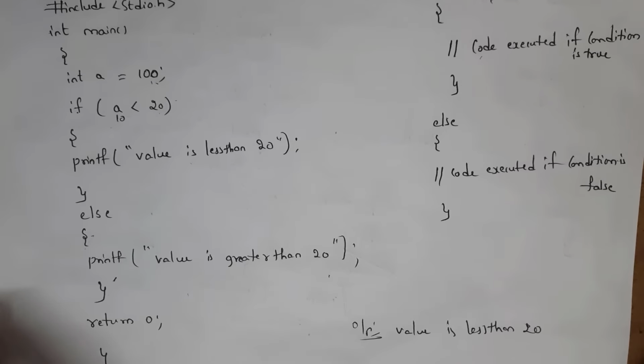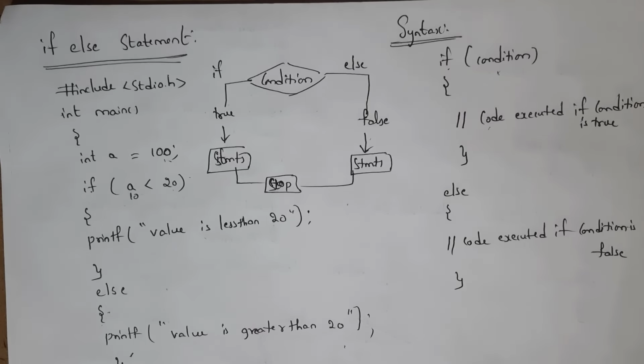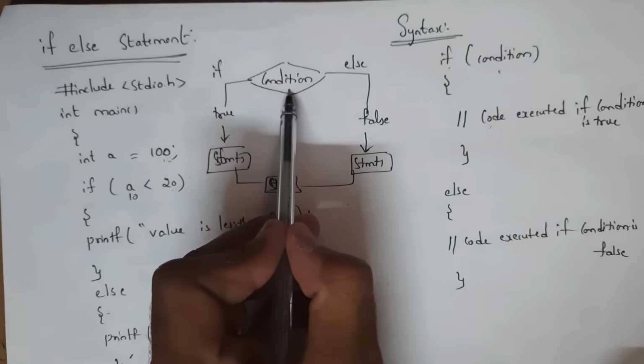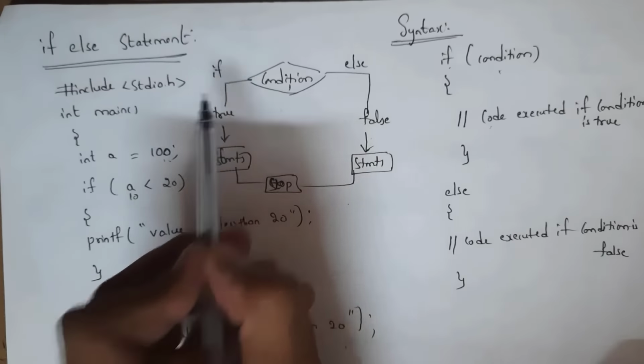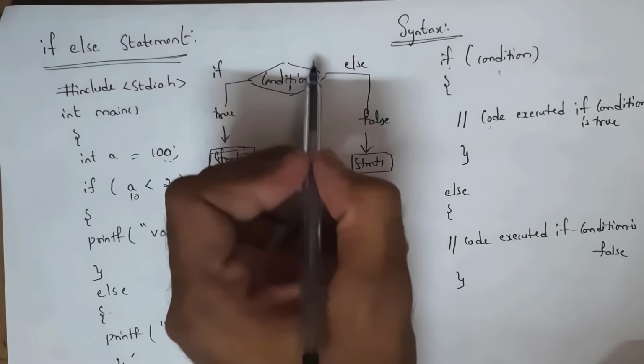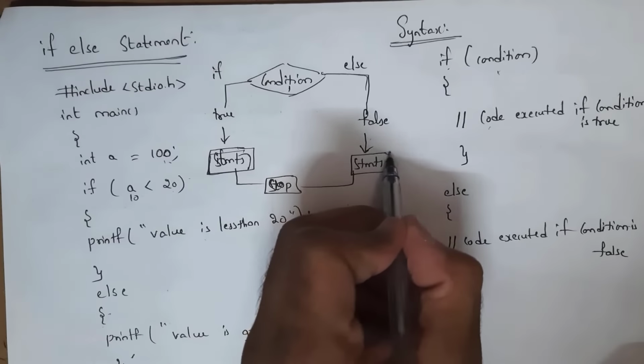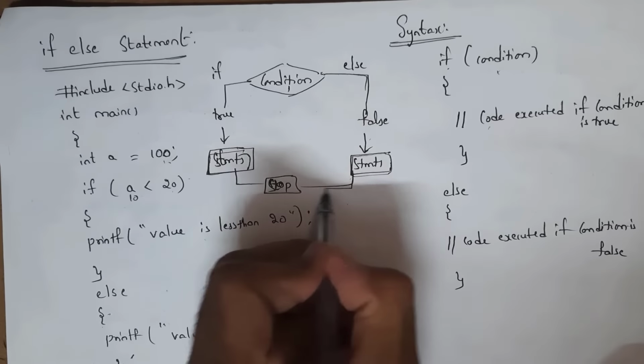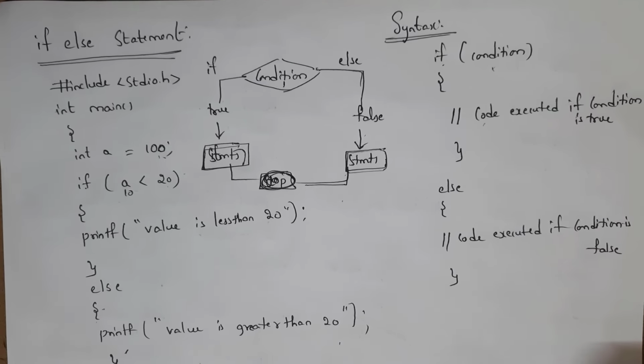I will explain flowchart for if else statement. Guys, this is flowchart for if else statement. Here you need to give condition. If this condition is true, then if statements will be executed. If condition is false, then else statements will be executed. And at last, you need to give stop. This is flowchart for if else statement.